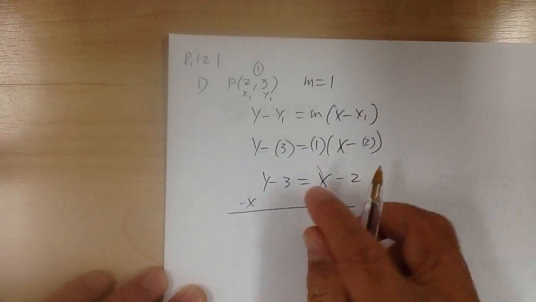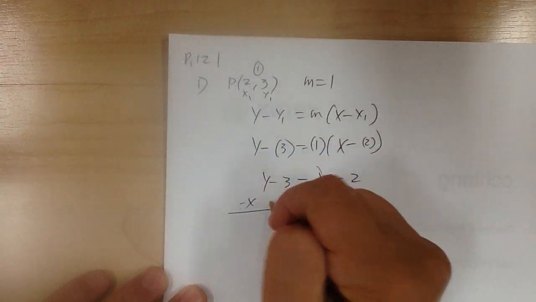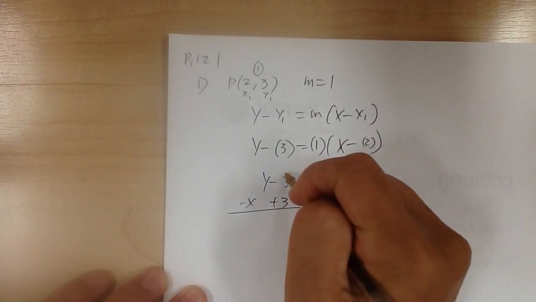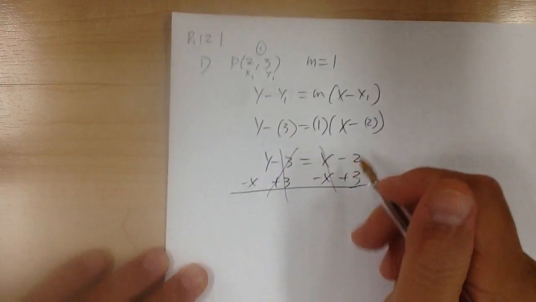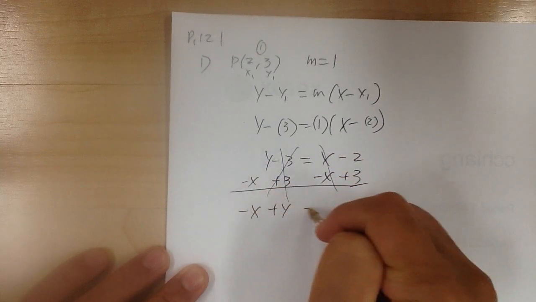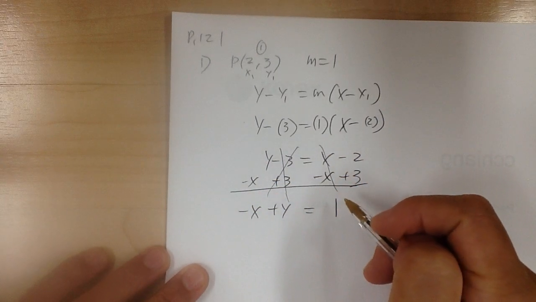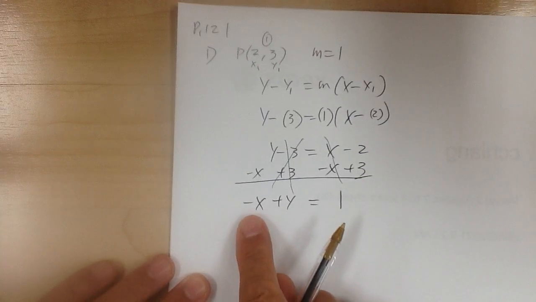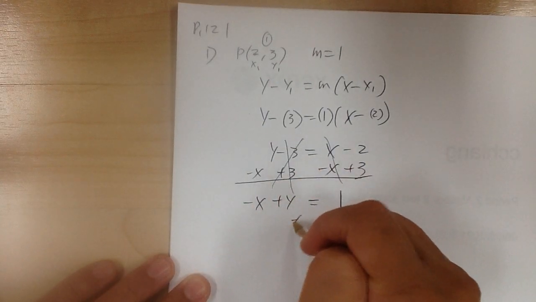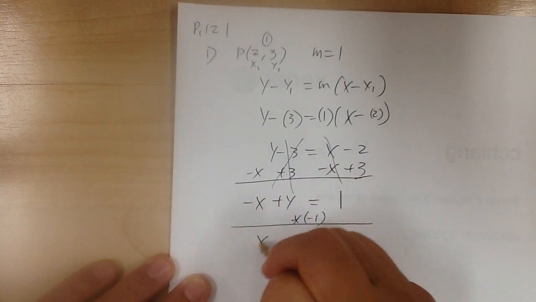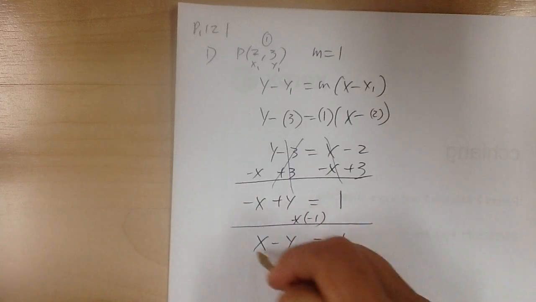So this will cancel out. Then you have to move the numbers to the other side, so plus 3. So this will cancel out. So you got negative x plus y equal to 1. Okay? But the standard form cannot begin with a negative, so you have to times it by negative 1. So you get x minus y equal to negative 1.